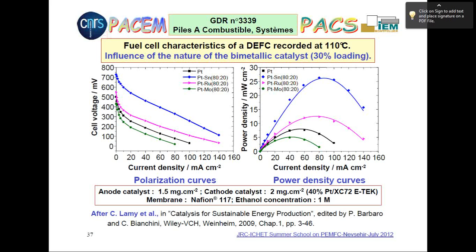You make the multiplication of the current density by the cell voltage, and you have the power. And you can draw that curve. You see the effect of the catalyst is very, very important.